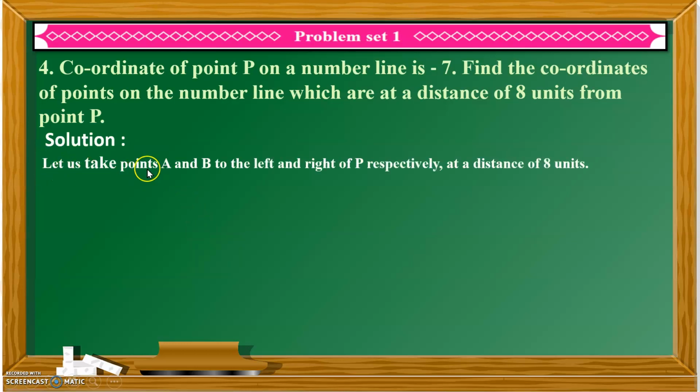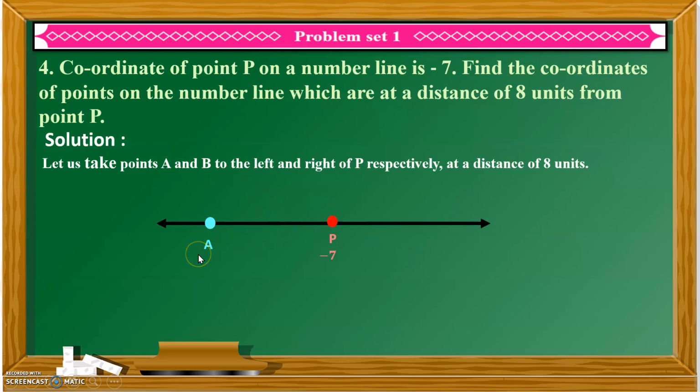Now let us take points A and B to the left and right of P respectively at a distance of 8 units. Now what does this statement mean? Let us understand this with the help of a figure. So this is your line with point P whose coordinate is -7. Now you have to take point A which is to the left of P.